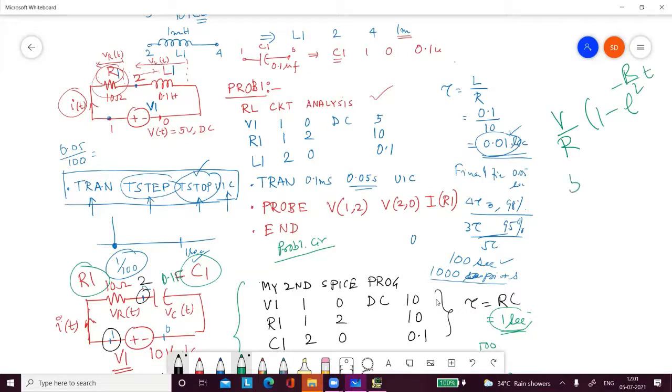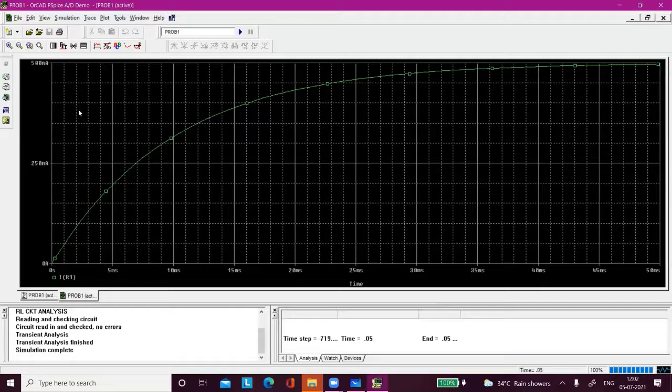So V here is 5, R is 10. So R by L is 10 by 0.1, right? e to the power minus 100t. So initially the current value will be 0. Finally the current value will be 5 by 10, that is 0.5 ampere or 500 milliampere. Look at the current value. The current value is 500 milliampere. Okay, this is the response.